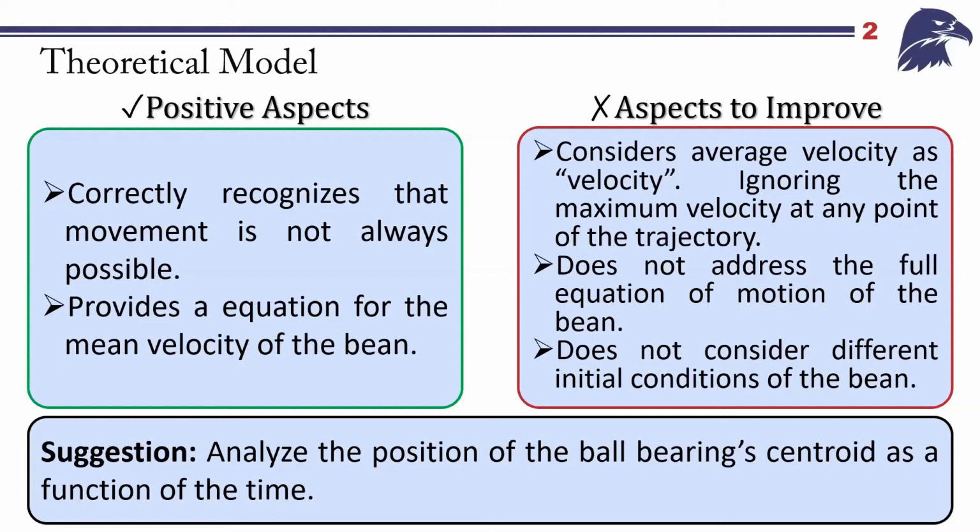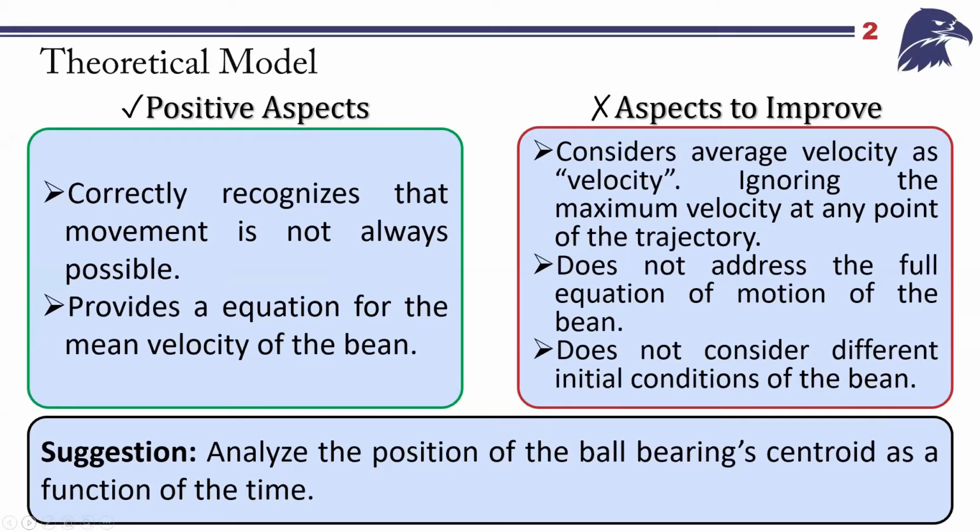On the negative aspects, the ones to improve, he considered the average velocity as the velocity, ignoring that it could have some changes there, and that could be a misinterpretation, yet his analysis is still useful, although that's a negative point. He does not address the full equation of motion of the beam. I haven't seen any treatment of that. The problem with this is that we are ignoring initial conditions by not solving the full differential equations for motion. So he also does not consider the initial conditions, as I just said.